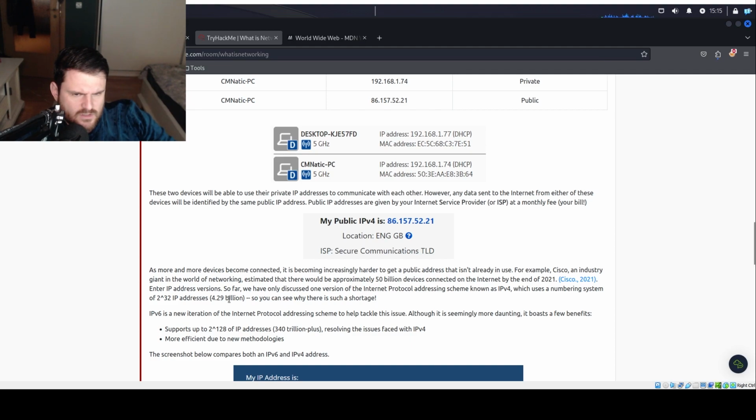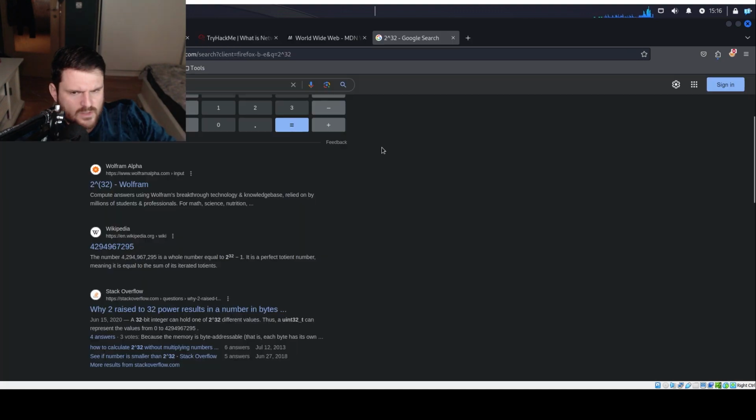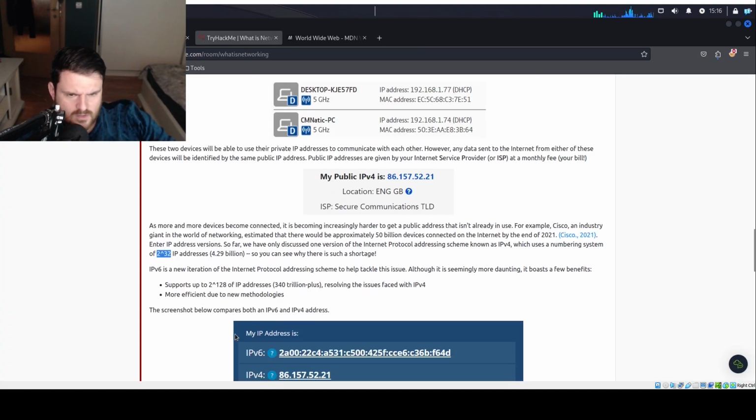So far, we have only discussed one version of the Internet Protocol addressing scheme known as IPv4, which uses a numeric system of 2 to the power of 32, which is 4.29 billion IP addresses.